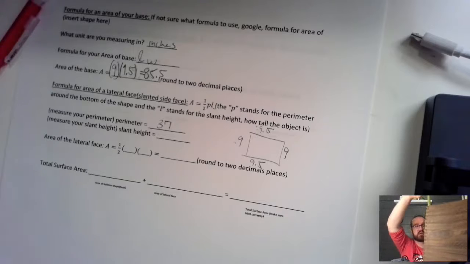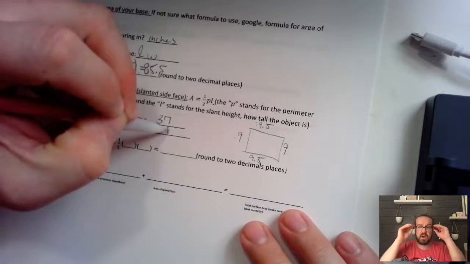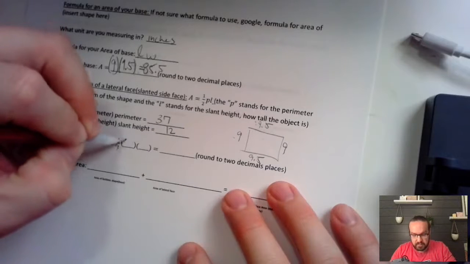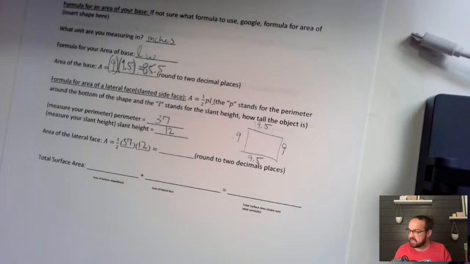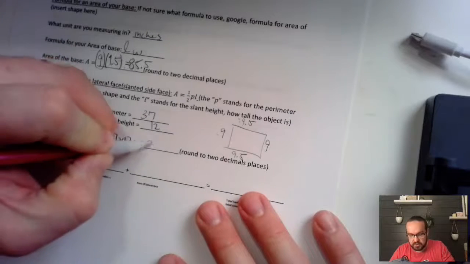And so again, I know that, like I said, mine does not have a point, but it just is 12 high. You would want to measure yours to the point of the pyramid if that's what you have, right? So I have 12 inches high. So I could just go ahead and plug it in. I know my perimeter was 37. I know my height is 12, so I have a half times 37 times 12 is just 222.